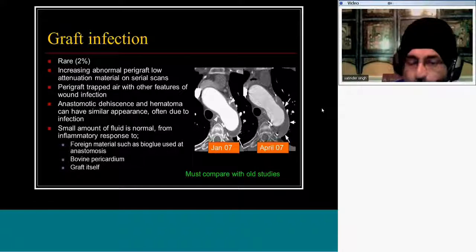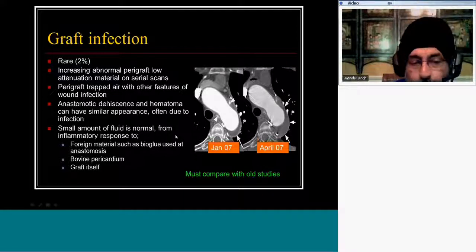Graft infection is very rare, only 2% incidence. How you detect it is either a perigraft soft tissue attenuation which gradually increases over time. Normally the perigraft soft tissue hematoma, if it is not infected, either stays the same or gradually decreases in size, but in this case it actually increased within a 3 month period. And also if you see gas around the graft, especially near the anastomotic site, it indicates that these patients often have infection.